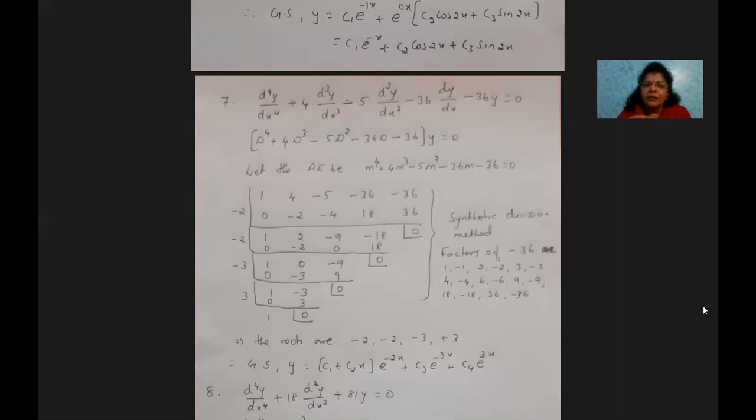What do you mean by factors? When you divide the constant part by this number, we should not get a remainder. That is called a factor. So for minus 36, the factors are 1, minus 1, 2, minus 2, 3, minus 3, 4, minus 4, 6, minus 6, 9, minus 9, 18, minus 18, 36, minus 36. These are the only factors of minus 36.